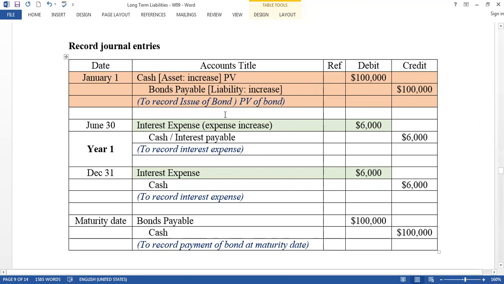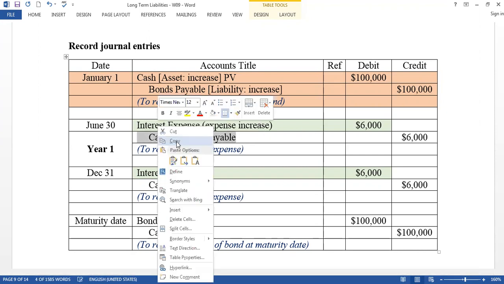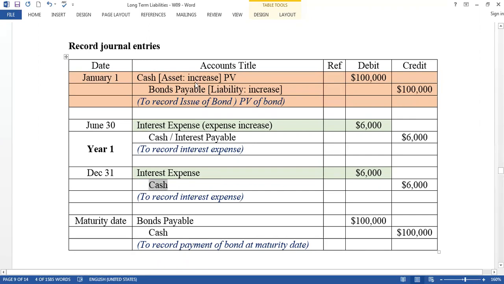Right? Can you remember? Interest payable. So interest not yet paid, interest payable. If you pay cash, it is cash credit. If you do not pay cash, then it is interest payable credit. Do you understand? As an accounting student, you must know that.